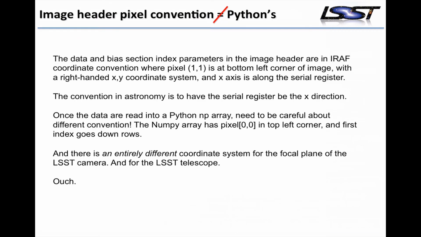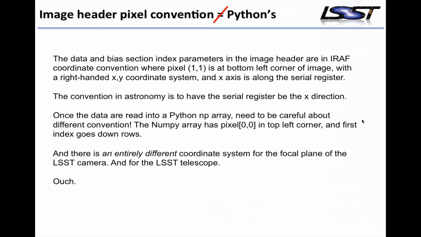The other point to make here is that the image header pixel conventions about the bias section and data section in the array do not conform to Python's indexing conventions. So these data and bias section image keywords are in IRAF coordinate convention, where pixel 1, 1 is at the bottom left corner of the image in a right-handed coordinate system, with the first index being the X direction along the serial register. So there's sort of a hardwired convention in the heads of most astronomers that the X direction is along the serial direction of a CCD array data file.